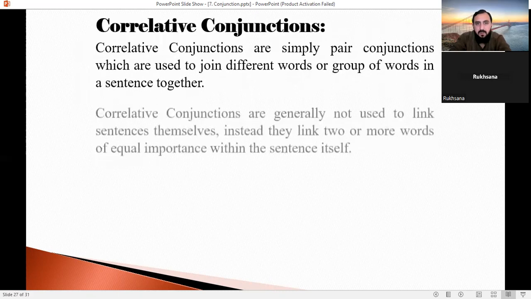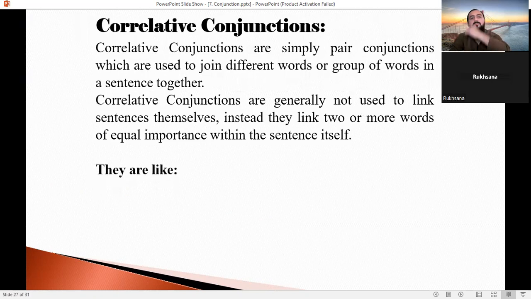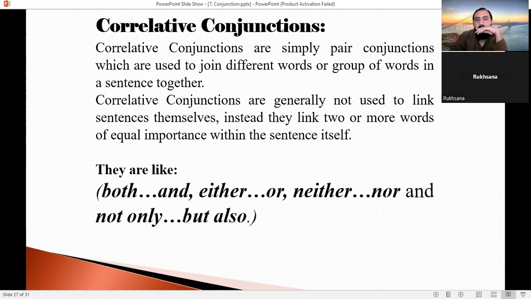Correlative conjunctions now. Correlative conjunctions are simply pair conjunctions which are used to join different words or groups of words in a sentence together. Correlative conjunctions are generally not used to link sentences themselves. Instead, they link two or more words of equal importance within the sentence itself.